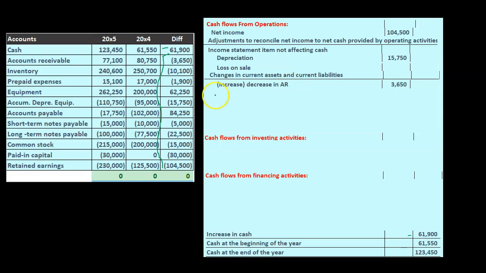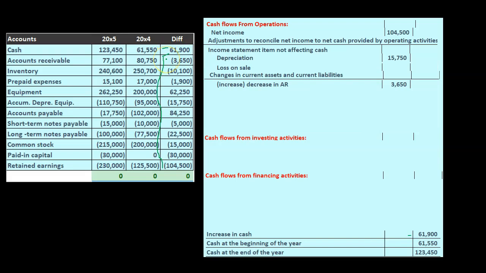So here's kind of your cheat sheet type of thought process where you're just going to write down, brackets mean we're going to subtract for this cash flow statement. We're bracketing the increases because if accounts receivable or any asset increases, we're going to decrease it for the statement of cash flows. If any of these asset accounts decreases in terms of what actually happened to the account, then we're going to increase it in the statement of cash flows. And we can see that here.